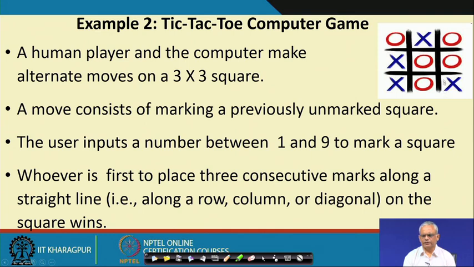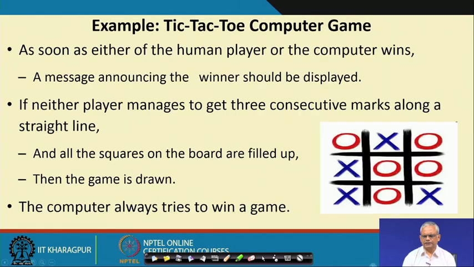And if all the squares are over and no one has got any mark along a row or a column or a diagonal, then the game is considered draw. So, there are 9 places to fill and each player, that is the human player or the computer, they place their marks here.